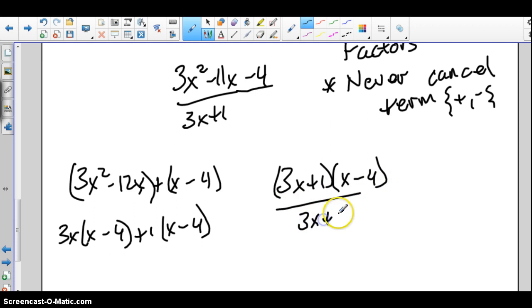Now remember, you can treat this entire denominator as one factor. So I can cancel that factor with this one, and remember when you cancel, 1 is really left over. So this is going to simplify to x minus 4 all over 1.